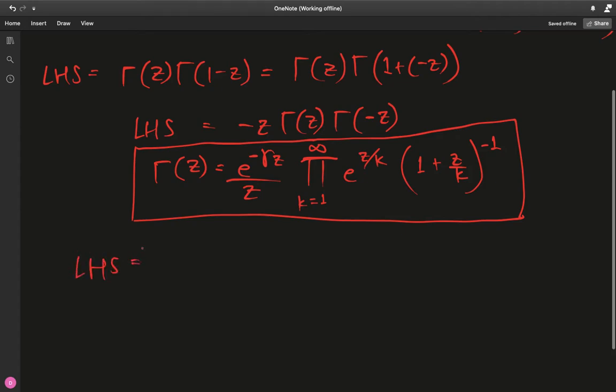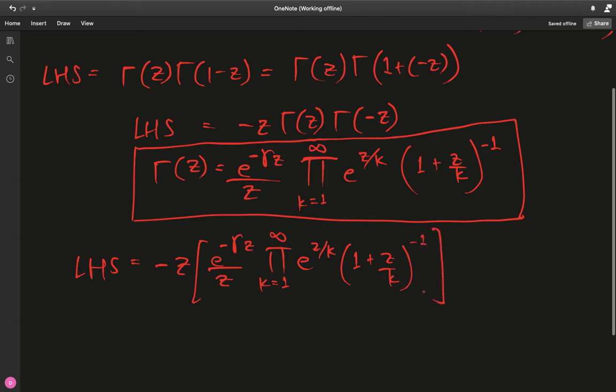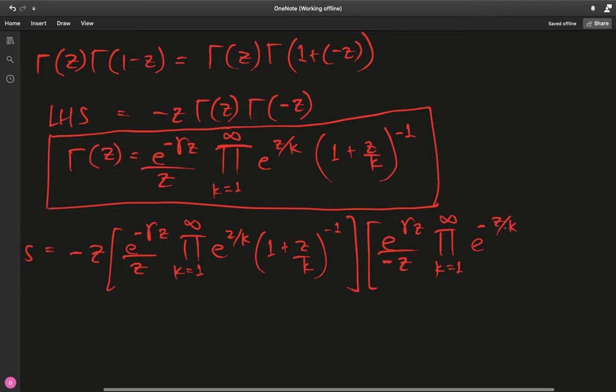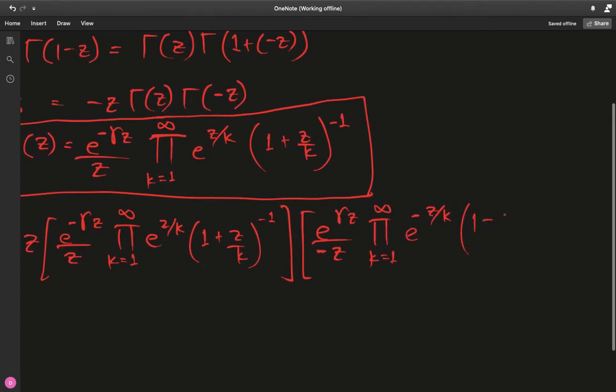So our LHS now becomes negative z as it is. First gamma can be written as e to the minus Euler-Mascheroni times z over z, product from k equals 1 to infinity of e to the z over k, 1 plus z over k to the negative 1. That's the first term. And then for gamma of negative z, we just take negative in place of z. So we'll have e to the positive Euler-Mascheroni times z over negative z, and then product from k equals 1 to infinity of e to the negative z over k times 1 minus z over k to the negative 1 power.